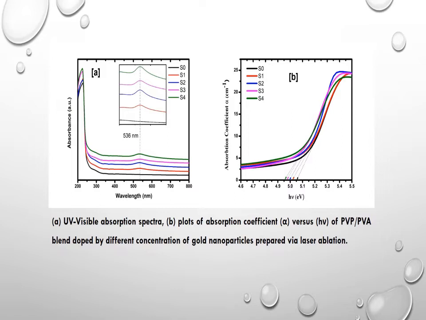Also, the PVA gold nanoparticle films show a significant absorption peak at 536 nanometers, which confirms the embedding of gold nanoparticles in the PVB matrix. The intensity of this peak increases by increasing the concentration of gold nanoparticles, as seen in more resolution in this figure.